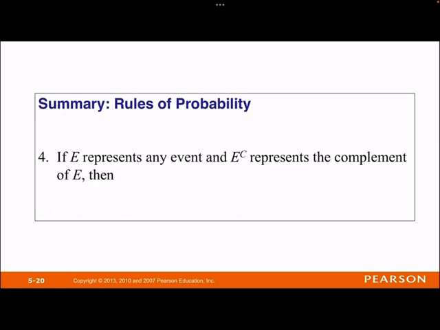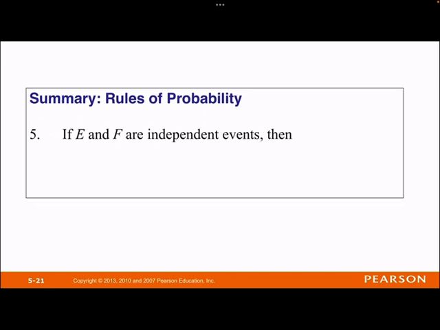If E represents any event, then the complement of that event is 1 minus the probability of the event. And lastly, if E and F are independent events, so if one event has no effect on a second event, then the probability of E and F is going to equal the probability of E times the probability of F. So that's everything from 5.3. At this point, once you finish your note packet, you can move on to the homework assignment.